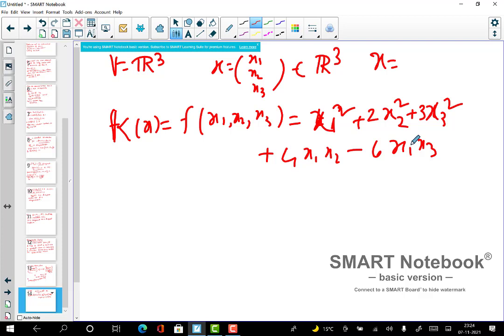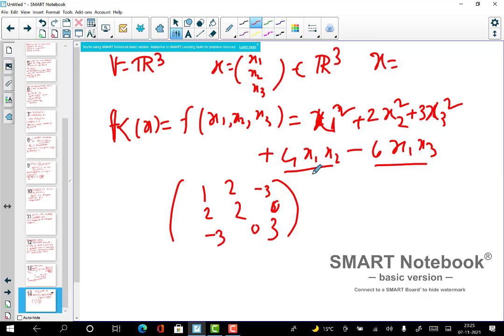Obviously, one can ask what the bilinear form is here. The bilinear form corresponding to this is a matrix, so you need to find the matrix first. Because this is symmetric, the off-diagonal entries have to be half. So the diagonal is 1, 2, 3, the 1,2 entry is 2, the 1,3 entry is minus 3, and the 2,3 entry is 0, since there is no x2 x3 term. So this is the matrix.